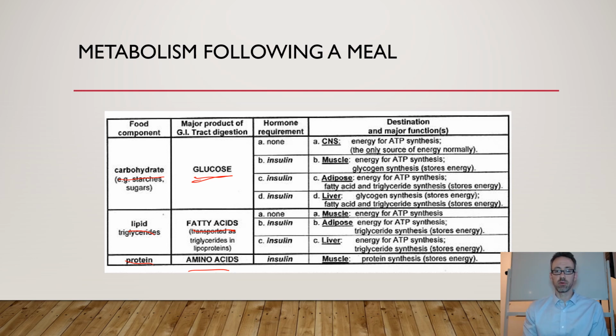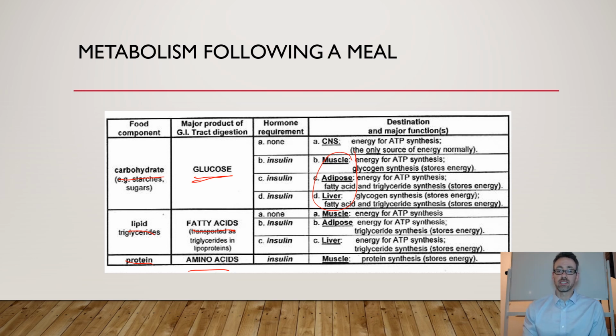However, muscle, adipose tissue, and liver, the next three down here, all require insulin for certain metabolic processes. For example, skeletal muscle utilizes insulin so that it can take up glucose for energy usage, as well as storage of glucose in the form of glycogen. Skeletal muscle is one of the main sites in our body which stores glucose as glycogen. The other one is the liver.